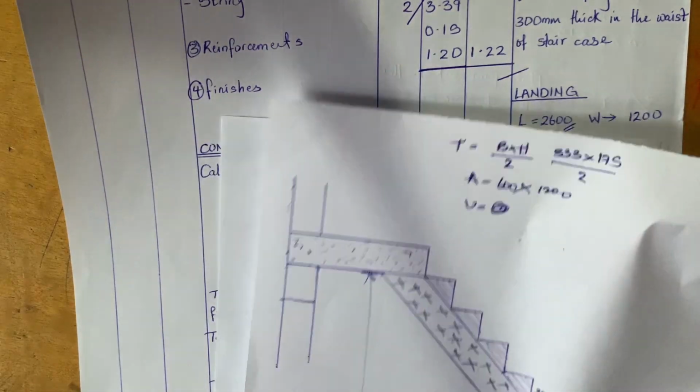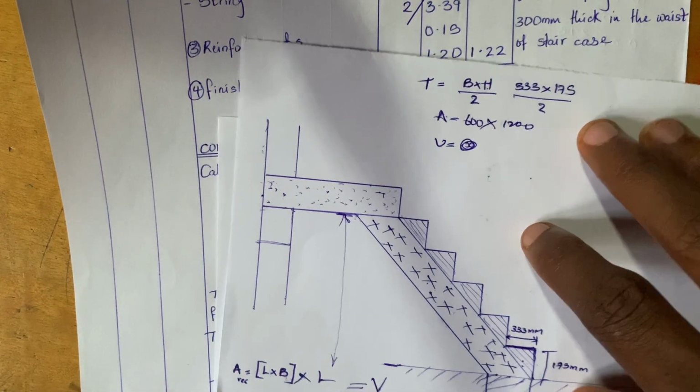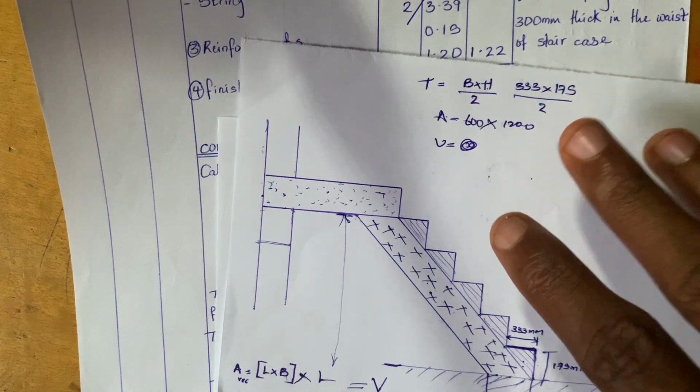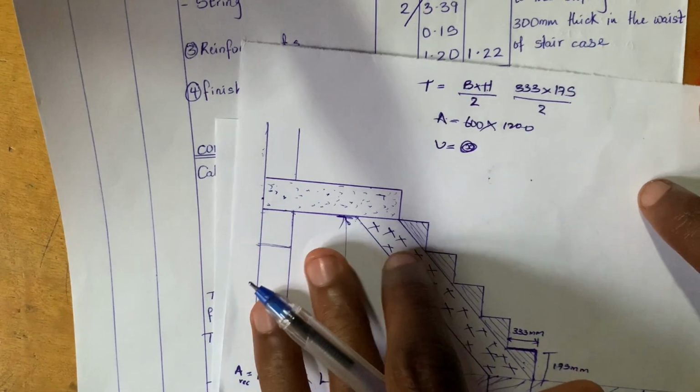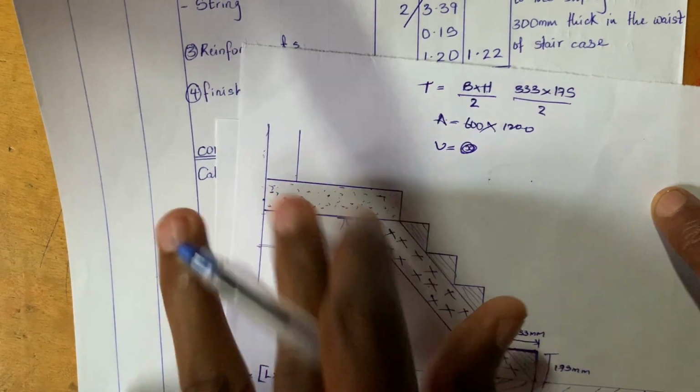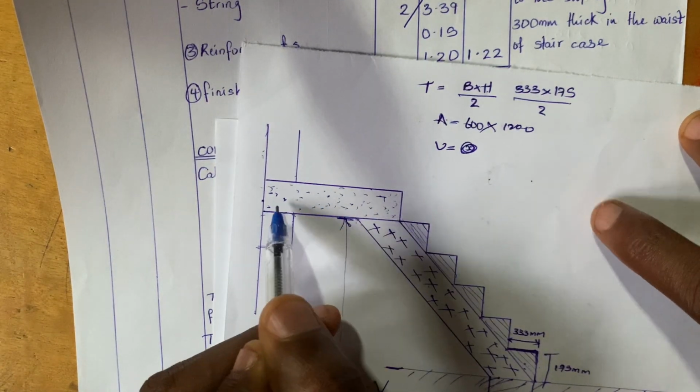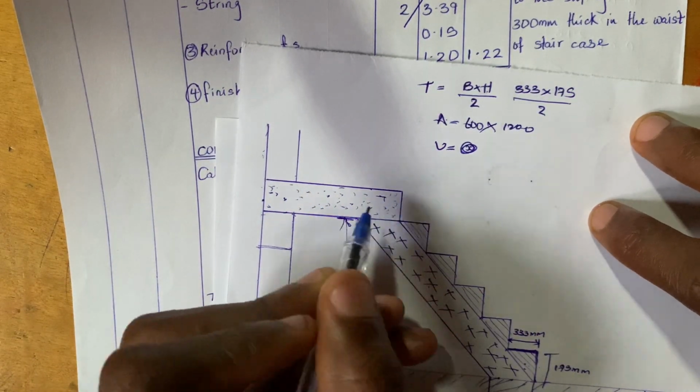So that is that for the step, and we are still going. That is the same approach we are going to be using for the others. Let me take another example, the landing. The area of our landing is length times breadth.